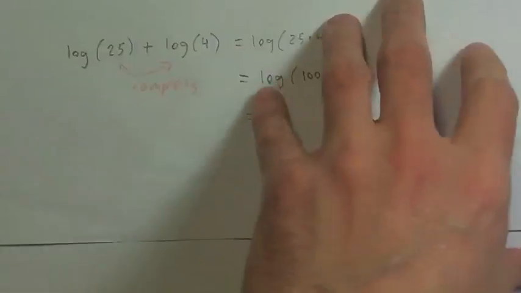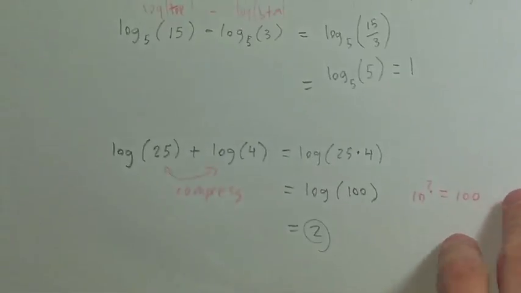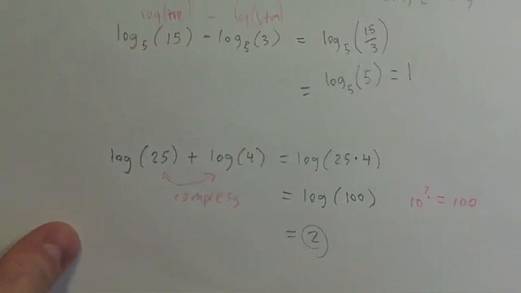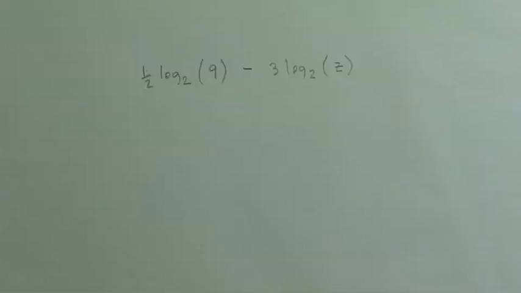Both of these that we just looked at actually came out to be nice numbers when we compressed them back down into a single log. Let's look at one that won't be as nice, but we can still do it, and we can reduce it back. We're just going in the opposite direction. Okay, so here is an expression. We have 1/2 log base 2 of 9 minus 3 log base 2 of z. We're going to compress this back together into a single term to see what we get.